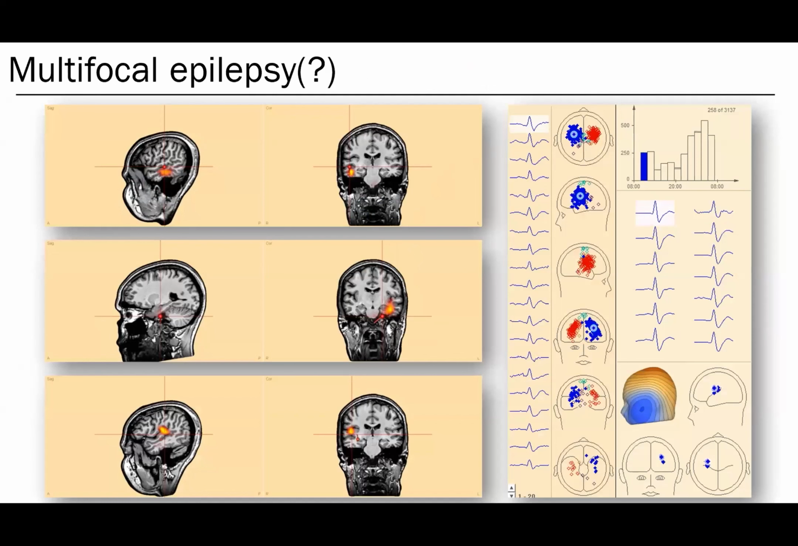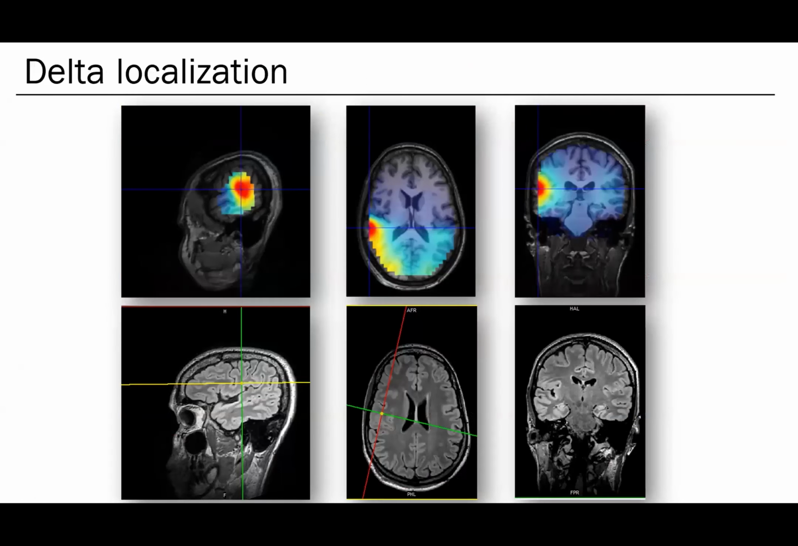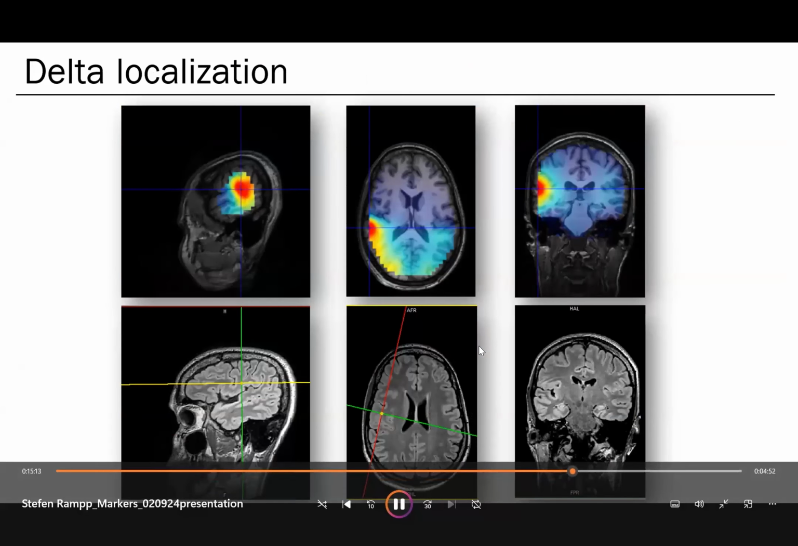Remember this case, the so-called multifocal case, where we had focal cortical dysplasia in this area, but saw interictal spiking activity all over the place in MEG and EEG. We also calculated slow wave analysis in this patient, again from the same data that we also used for this spike analysis. And these are the results shown here.